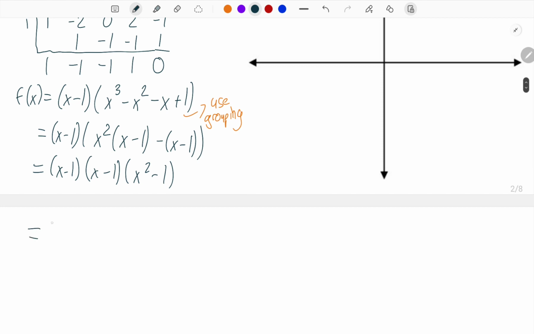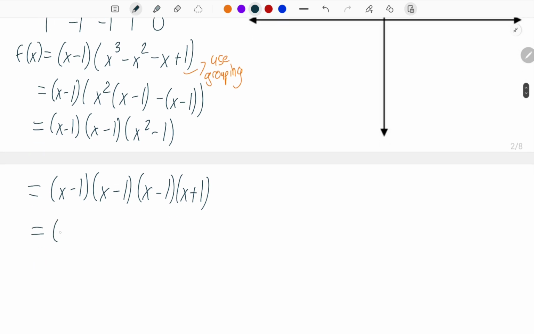And if we take a look at that, we can now further factor that x squared part. It's a difference of squares. So that's just going to become x minus 1, x plus 1. And all these factors that are the same, let's just combine them together. And we've got x plus 1 at the end.